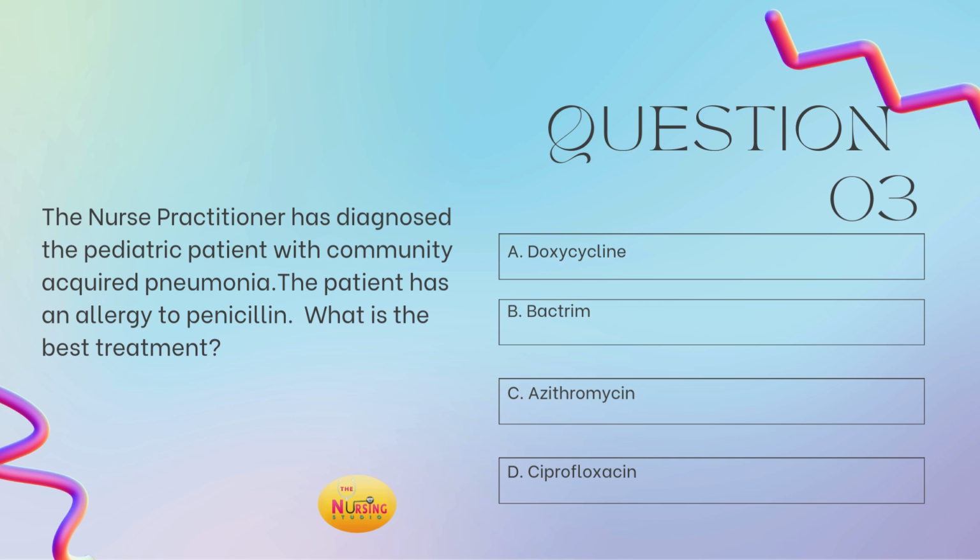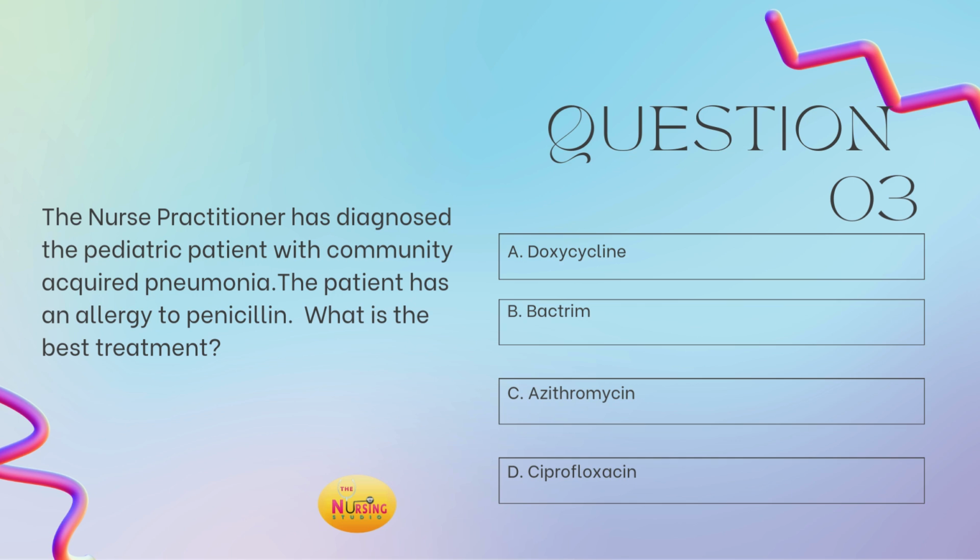All right, the stem of the question here states, what is the best treatment? So again, we have to look and see if they gave us a diagnosis, and they have. This is a pediatric patient diagnosed with community-acquired pneumonia. But in this scenario, they are allergic to penicillin. So you want to go with C, azithromycin.